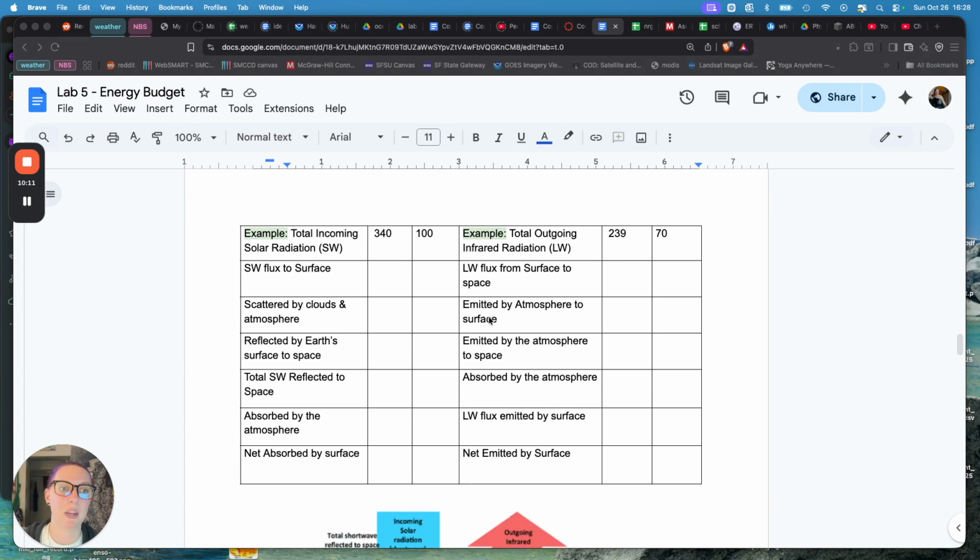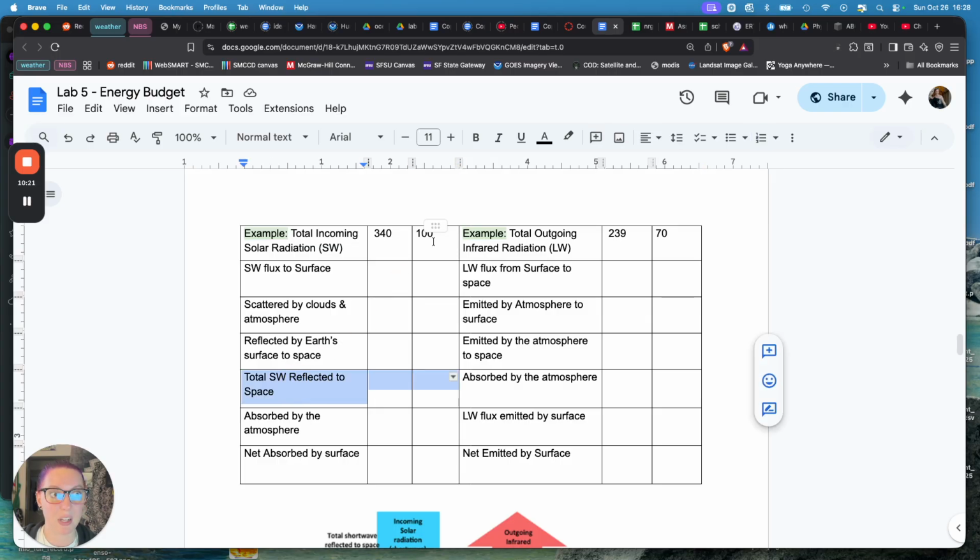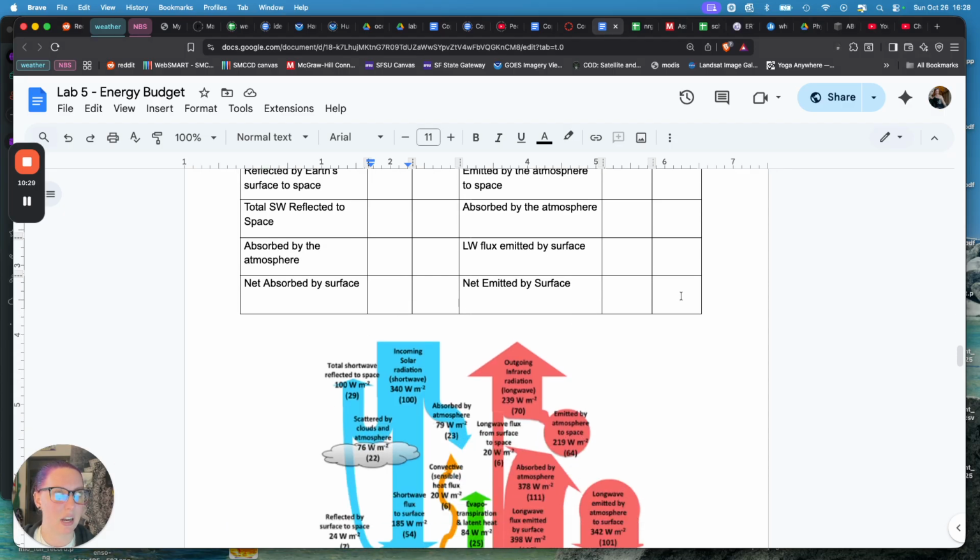These values are going to be important because you're going to do two quick calculations. First, you're going to calculate the albedo of Earth, which is shortwave reflected divided by shortwave incoming, and you're going to use the energy values for that, not the percentage. And then the second calculation is simply to subtract shortwave minus longwave of the net: net absorbed minus net emitted.